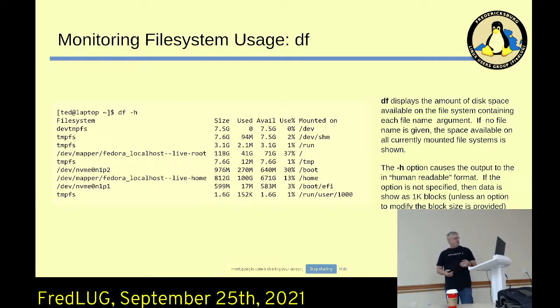But as you can see here, the different file systems show how large they are. If you look third from the bottom, that's my Fedora localhost live home directory, my home directory. So it's 812 gigabytes. I'm using 100 gigabytes of it. And that means I have 671 gigabytes free.